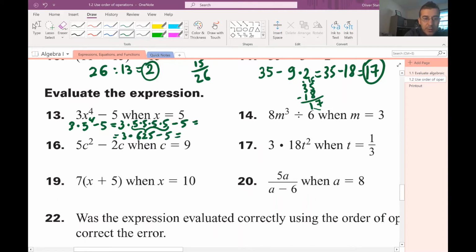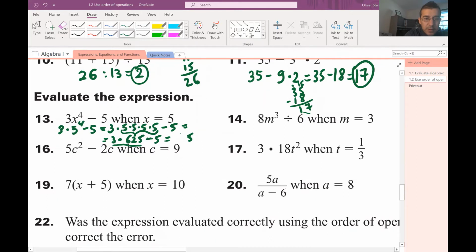So first we do multiplication, then we do subtraction, right? So 3 times 5 is 15, so 5 and carry 1. 3 times 2 is 6 and 1, 7. And then 3 times 6 is 18. And then minus 5, so 1870. So that's the solution for 13.